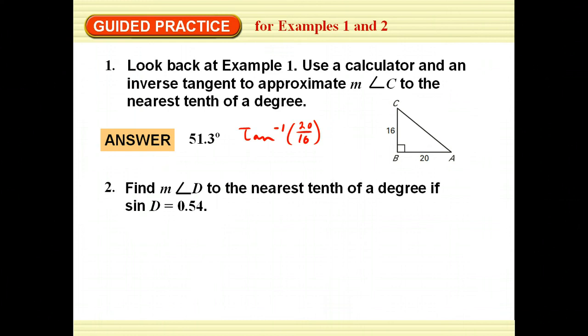Find D to the nearest tenth of a degree if the sine of D is 0.54. So once again, we just have to do the sine inverse of 0.54, and that will give us our measure of angle D.